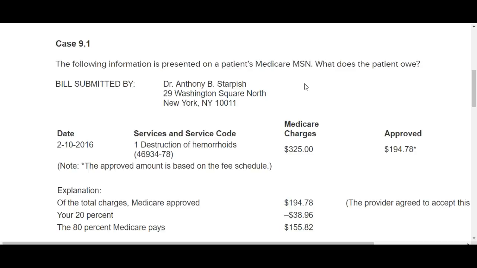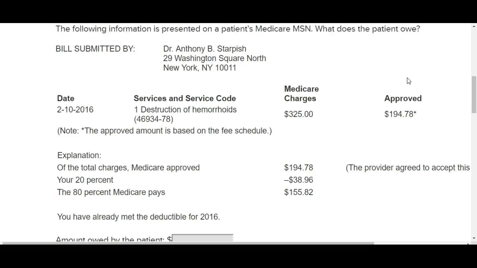Case 9.1 says the following information is presented on a patient's Medicare MSN. What does the patient owe? So the bill is submitted and it has the doctor's information here. The date is 2/10/2016, one service, service code one, destruction of hemorrhoids, and it has the code there, 46934-78. Medicare charges are $325. The approved amount is $194.78.